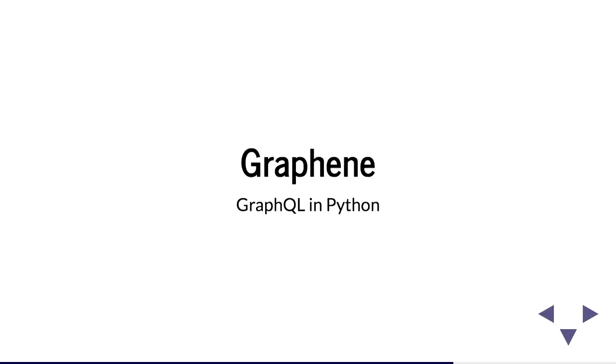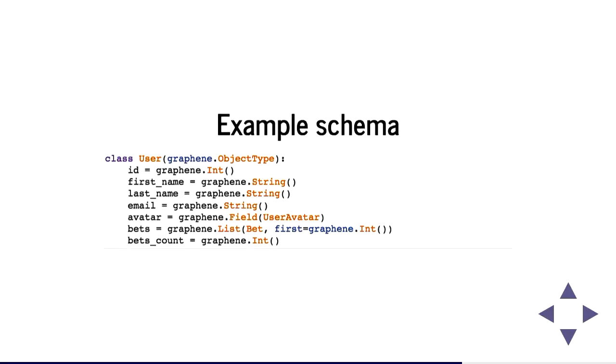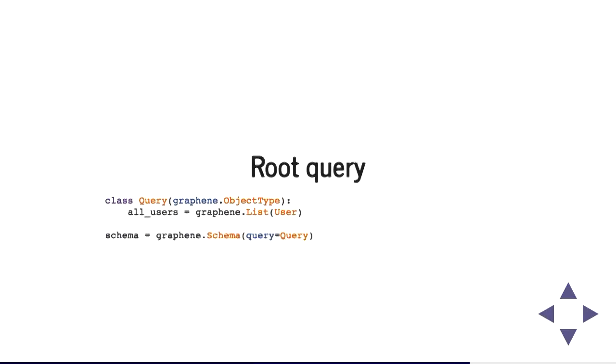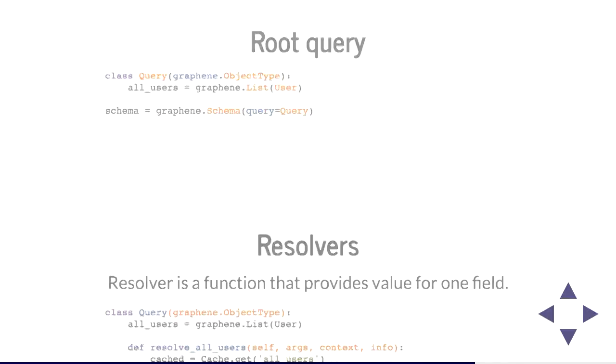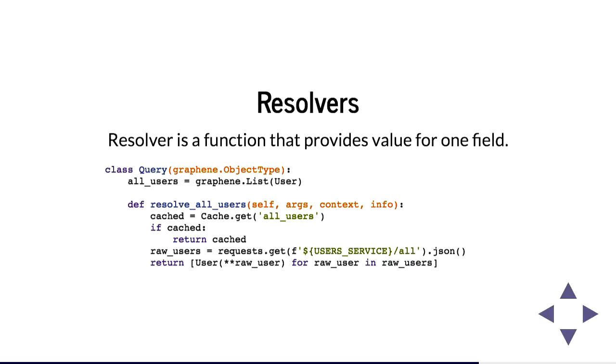GraphQL implementations exist in multiple languages. Python is obviously not an exception. So this is a schema done using a Graphene library. As you can see, it is pretty straightforward. It maps in a pretty straightforward way to the schema which we saw previously. This is how the root query is constructed. So also nothing really different. Graphene expects that you will provide it somehow the schema object, which is an instance of a Graphene schema.